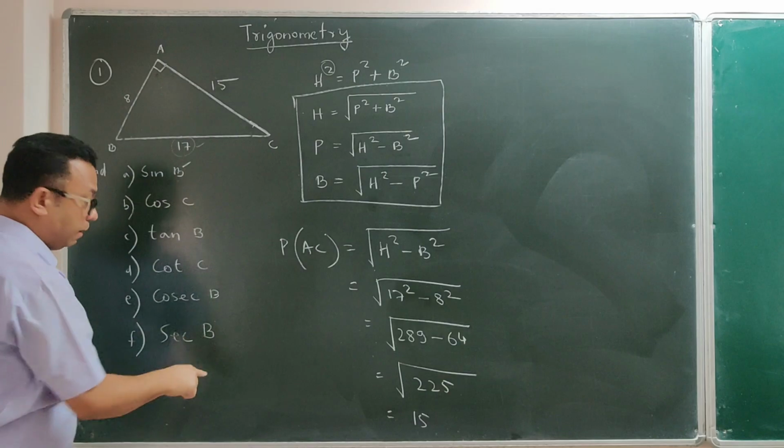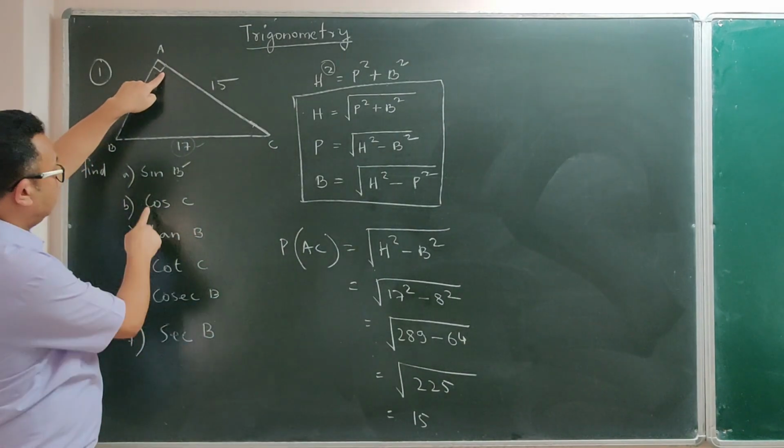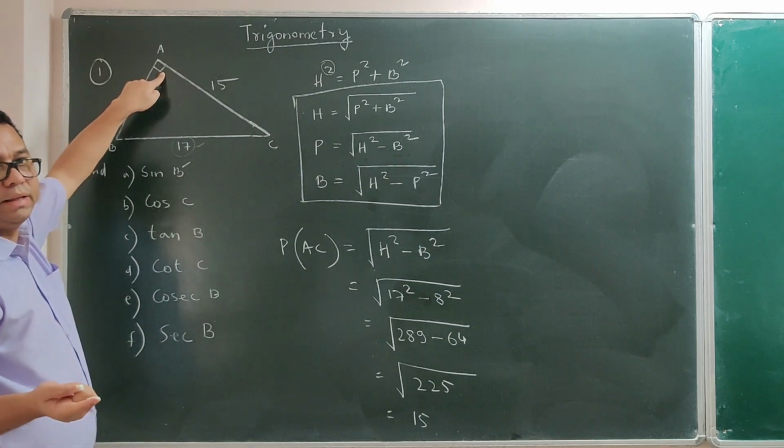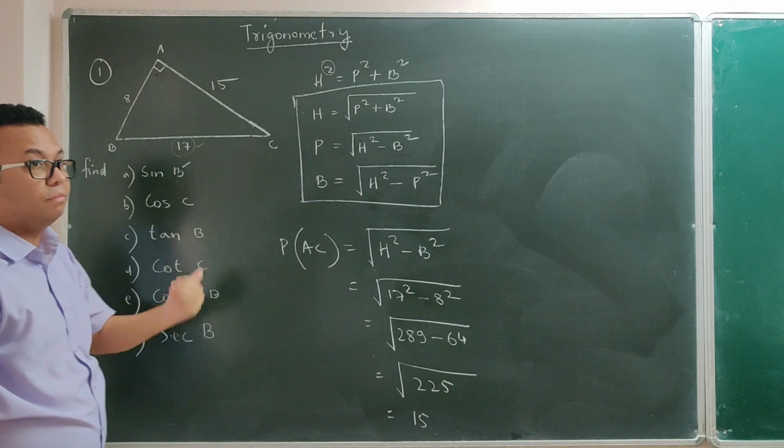Angle of reference cannot be A. Now I should tell you why it cannot be A. Because A is 90 degrees, it cannot be the angle of reference, so we will not take that. Other than the 90 degree, it can be B or C. Anyway, that's why here you have B and C.